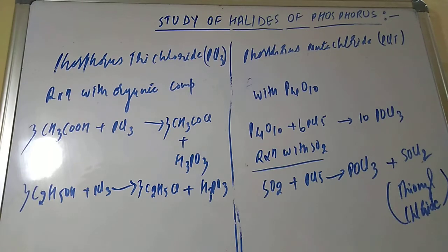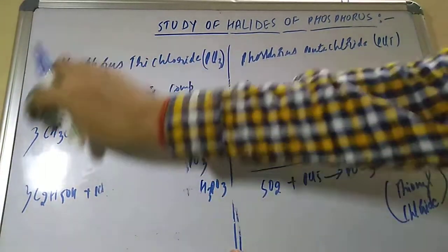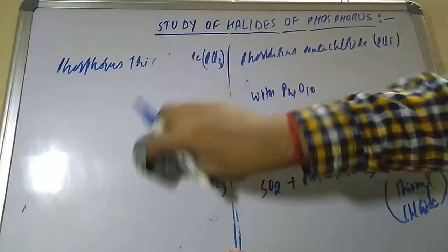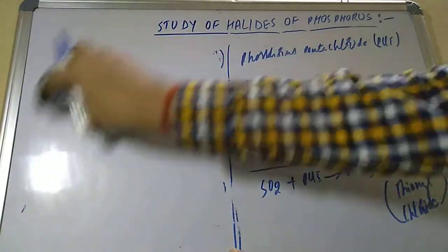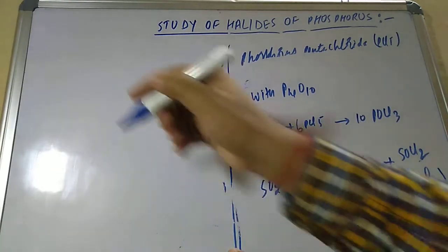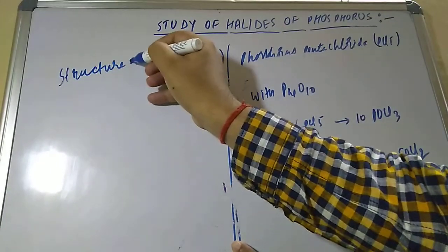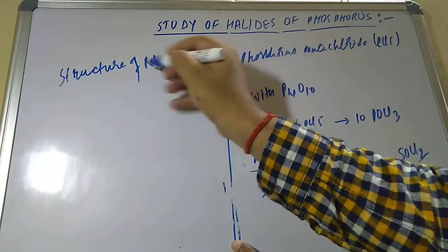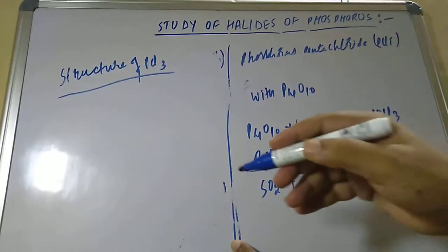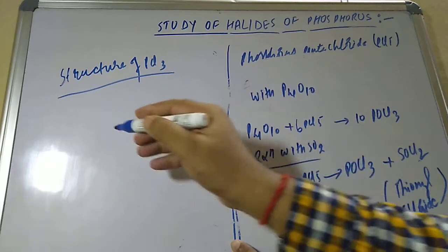Now let us study the structure of PCl3 and PCl5. Firstly, we are going to study the structure of PCl3. Let us see, because the structure is important. So, structure of PCl3. What structure will you find?